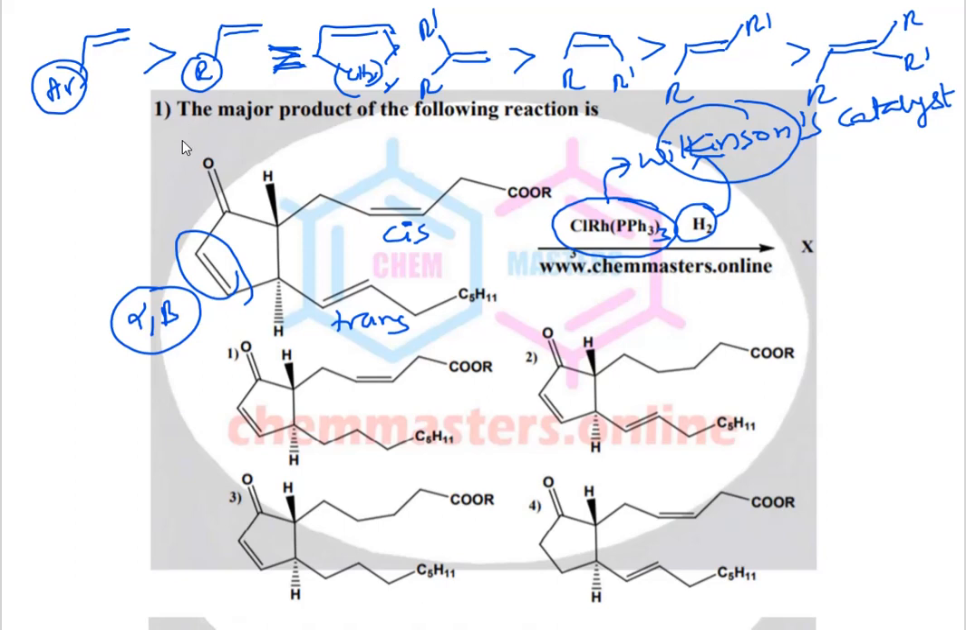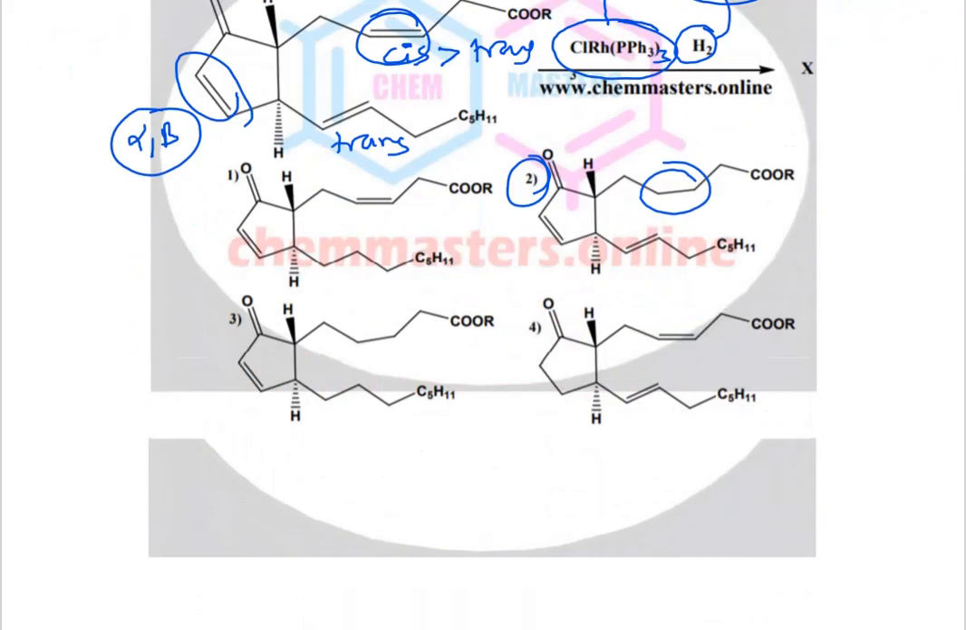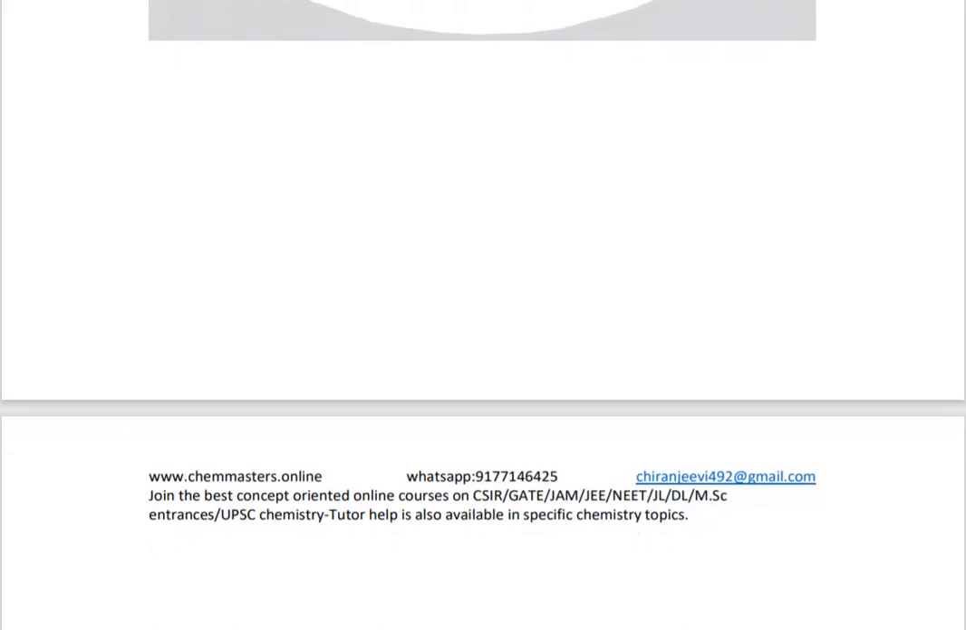Now, just by looking at this selectivity order of Wilkinson's catalyst, we can simply choose option 2 as the correct one, because cis has higher selectivity than trans with Wilkinson's catalyst. That's why the cis alkene is reduced. So option 2 is our answer. And next question.